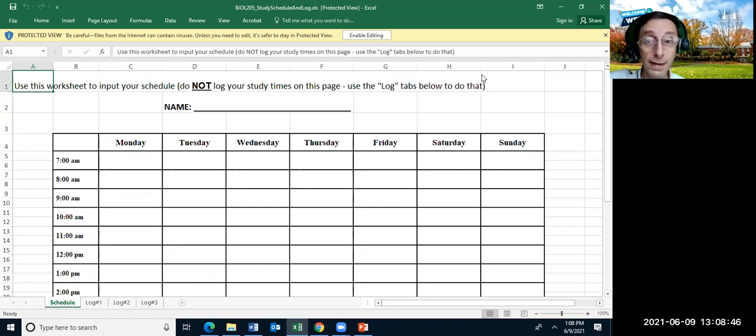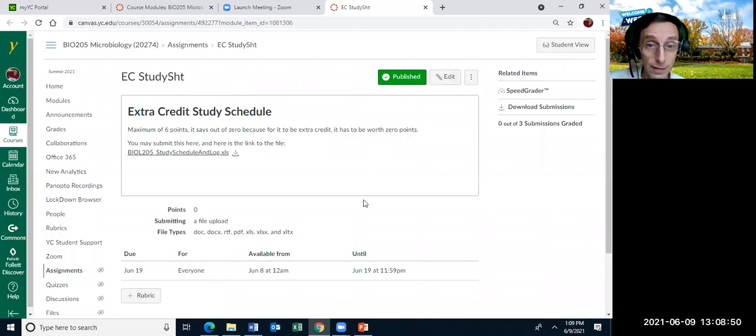Anyways, if you turn it in, and the due date has been moved from this Saturday till next Saturday, because I didn't get the link up until last night, I'll give you 6 points of extra credit. All it is, I want to know when you're planning on studying. This will be good for you because it'll get you thinking about studying for the semester. Any questions about any of that?